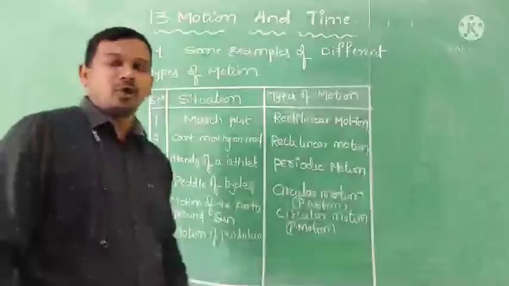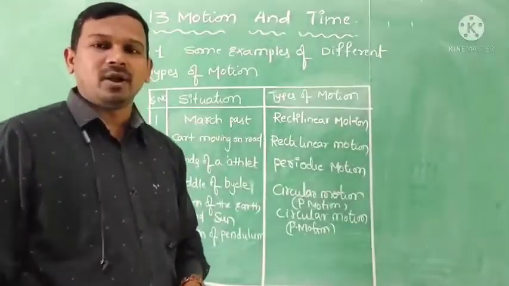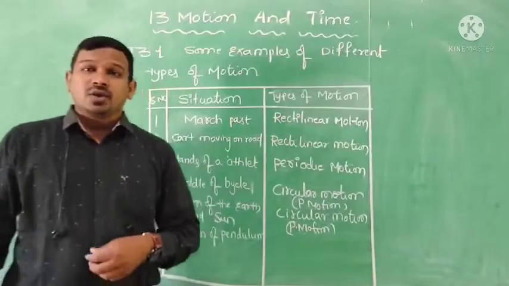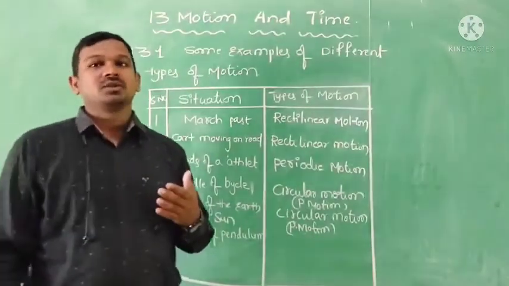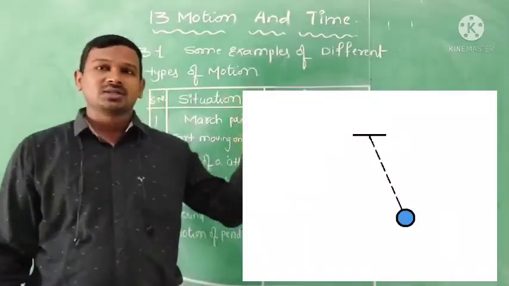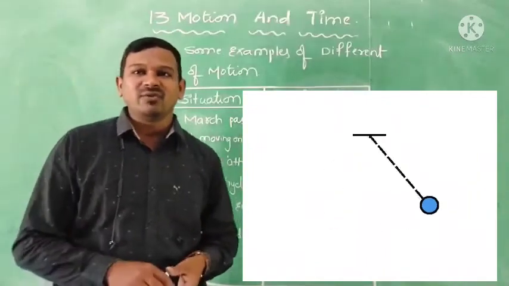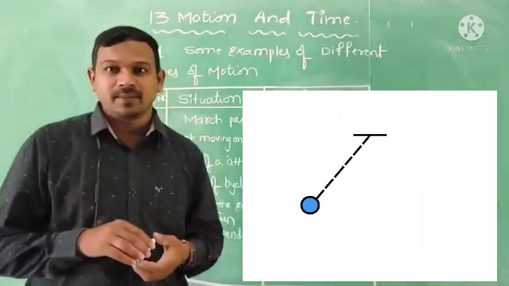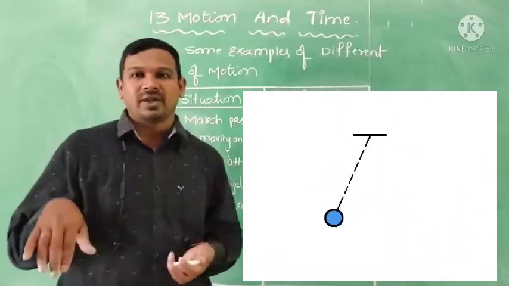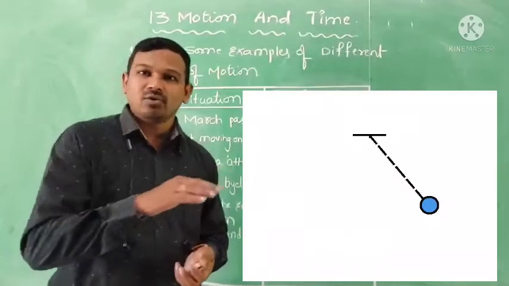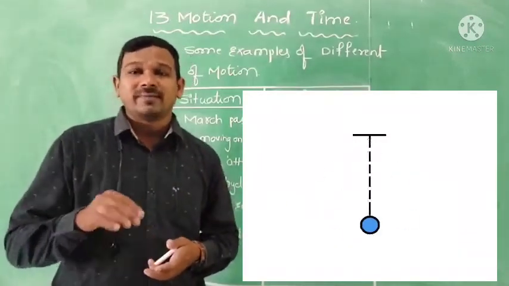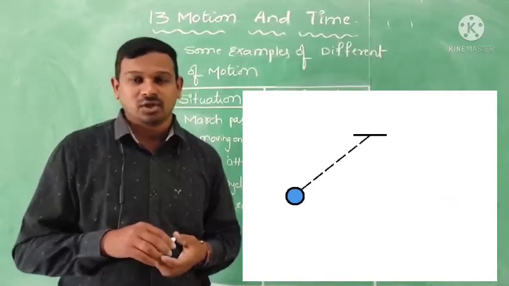Now, motion of the pendulum. Here, you can observe the clocks. In olden days, the clocks had a pendulum. The pendulum will do a to and fro motion, meaning it will go in the forward direction, then in the backward direction. That type of motion we can call a periodic motion.